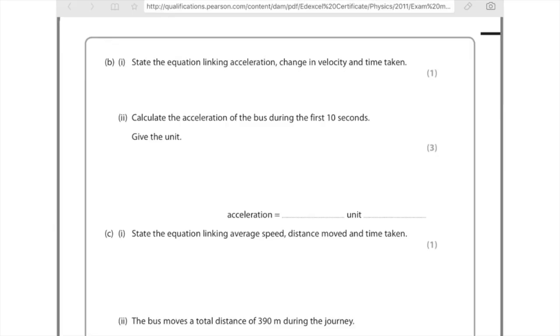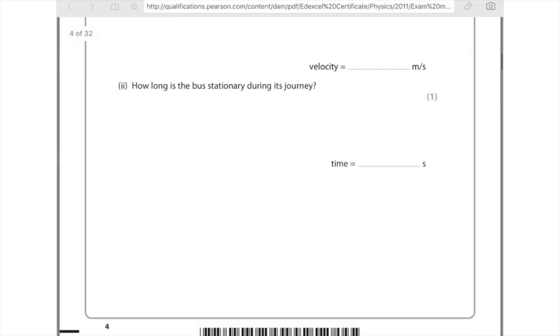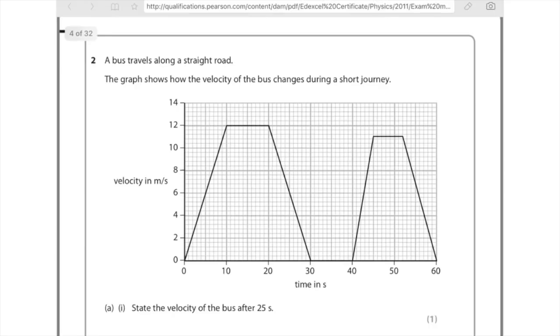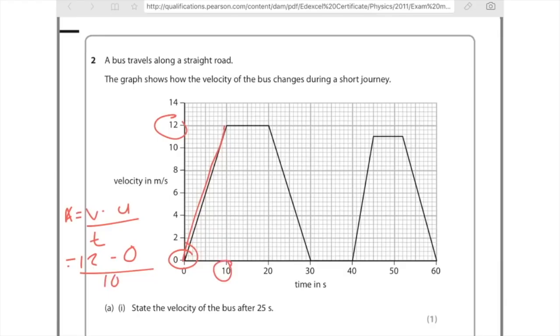Calculate the acceleration of the bus during the first 10 seconds, give the unit, that's worth 3 marks. So we'll have a look back up here and we're looking at this portion of the graph. The first 10 seconds we're looking at the gradient. So that equation was acceleration equals V minus U over T. So that is final speed, which is 12, minus initial speed, which was 0, over time taken, which was 10. So 12 take 0 over 10 is 1.2. The units of acceleration are meters per second squared.